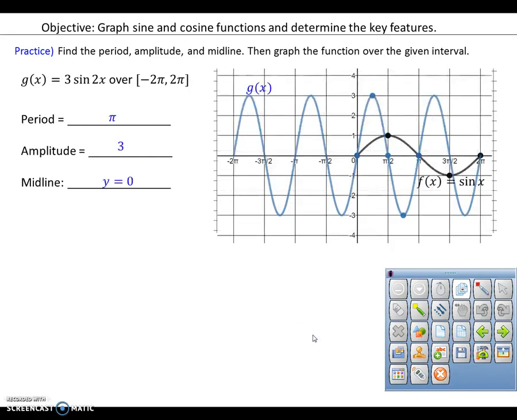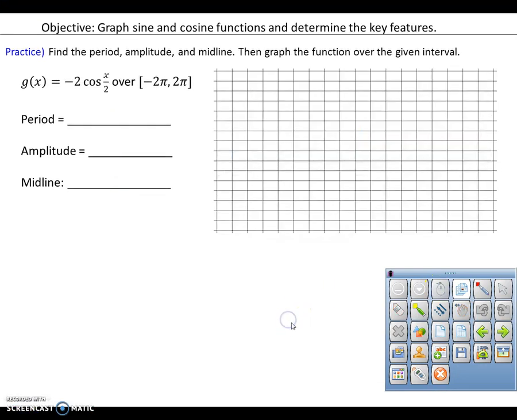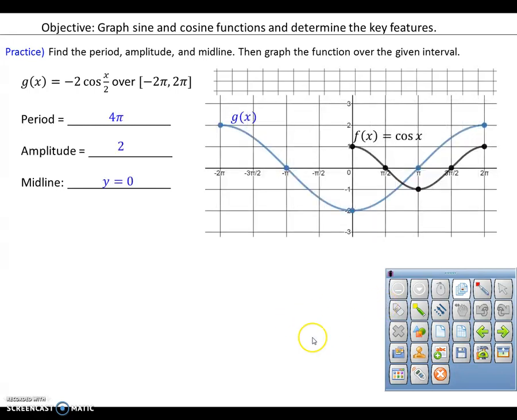Here is what the period, amplitude, midline, and the graph is in blue should look like. The black is the parent function that was transformed, that first cycle of the parent function. And here is a second practice problem, a cosine function. And then here is what you should have for period, amplitude, and midline. And this is the graph of g of x, and this is the parent function's first cycle that was transformed.